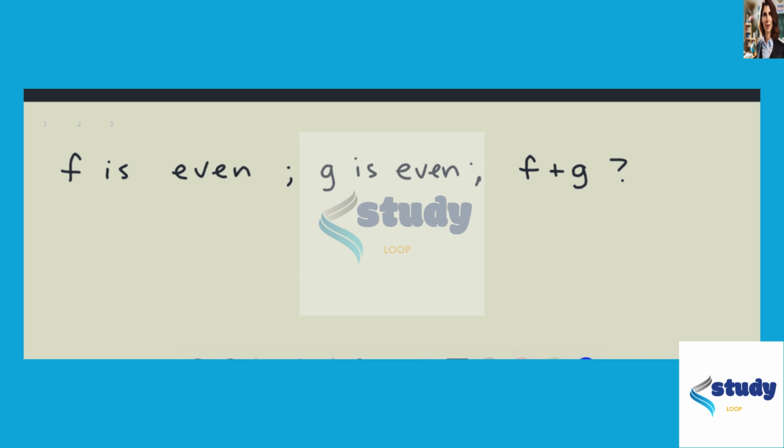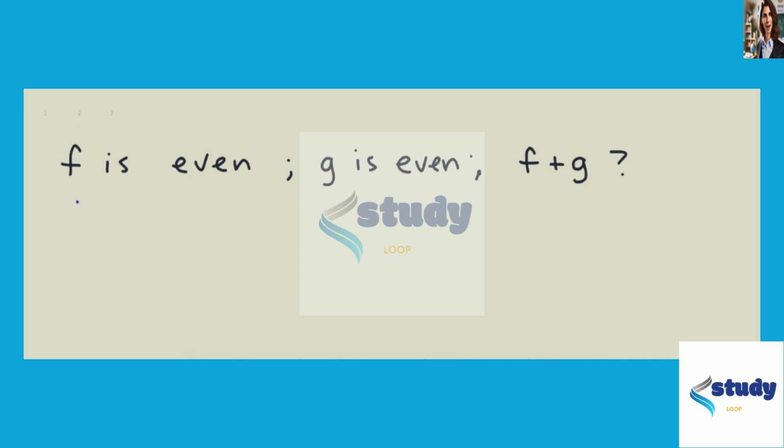If f is an even function, then we know that opposite x values have the same y value, so f of x equals f of the opposite of x. If g is even, then opposite x values have the same y value, so we know that g of x equals g of the opposite of x.